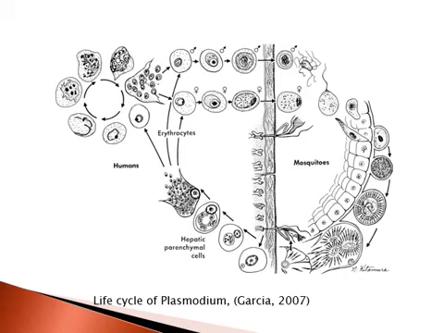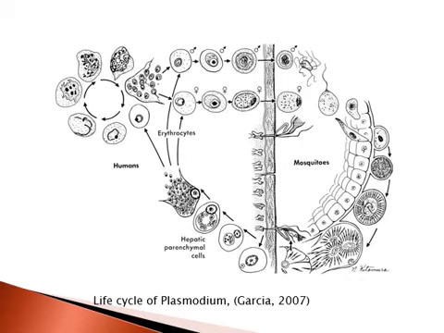Some merozoites, we say, transform into macro and micro gametes. The macro gamete is the female gamete, and these are gametocytes inside the circulation. When engulfed by the mosquito, the female gametocyte transforms into a macrogamete, while the male gametocyte transforms into many microgametes by a process called exflagellation.